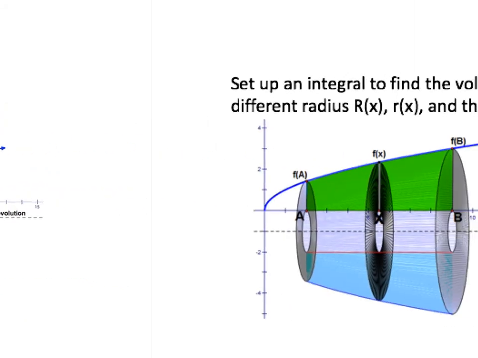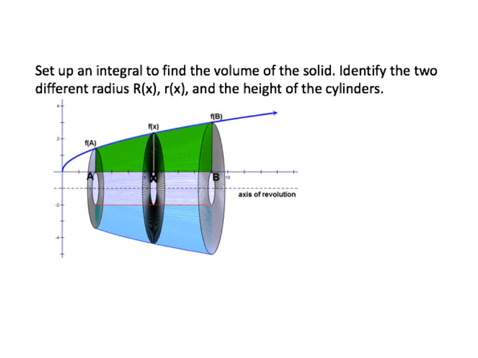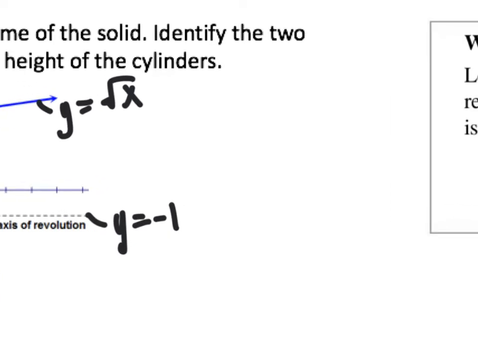So let's set up this definite integral to find the volume of this solid. We are doing this over the function y equals the square root of x, and the axis of revolution is y equals negative 1. Now, the thing that I do is I look for my big radius for my washer and my little radius. I'm going to call them big R of x and little r of x. And let's write this out.